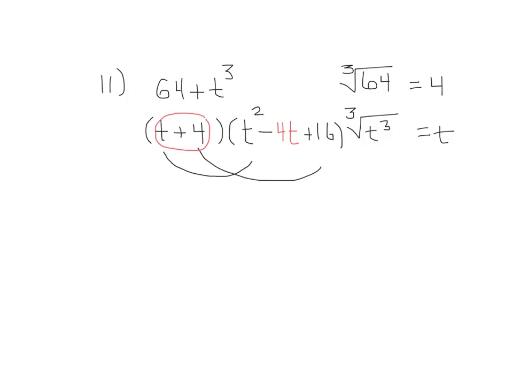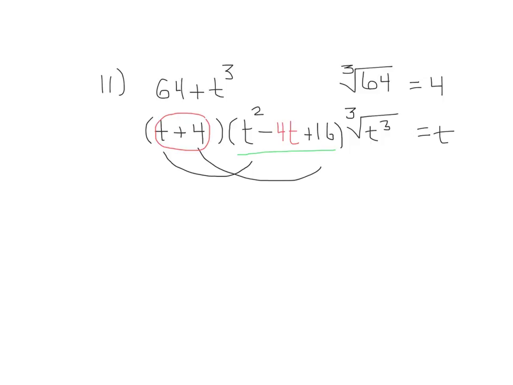Now in this particular instance, we can go further. Tricky. We can go further because this trinomial, I apologize. I was thinking that trinomial is a perfect square trinomial. Well, t squared is a perfect square. Its square root is t. 16 is a perfect square. Its square root is 4.